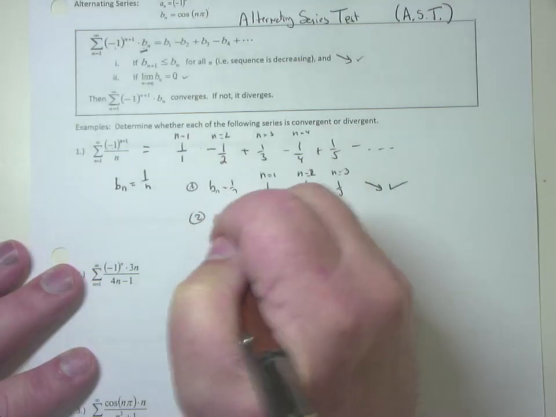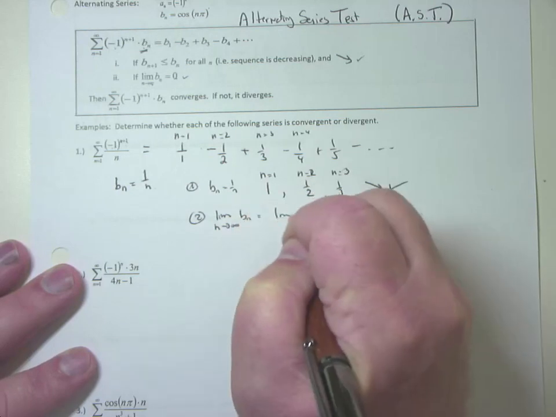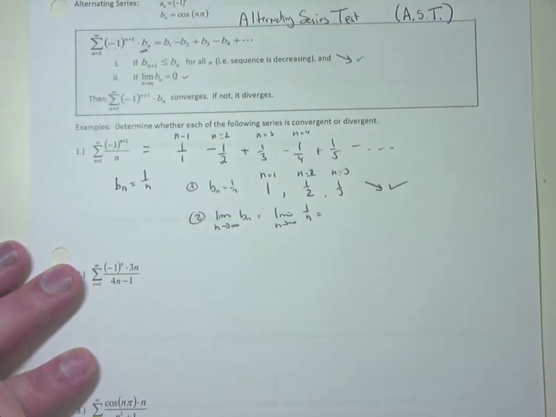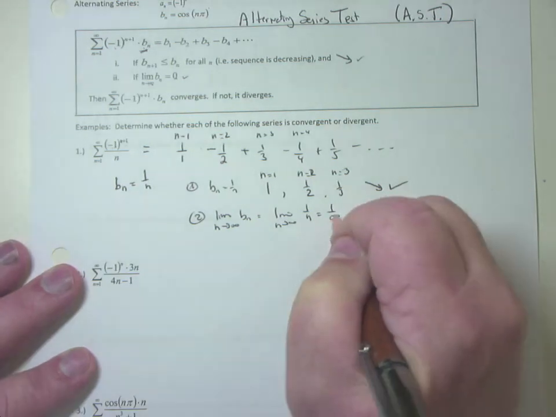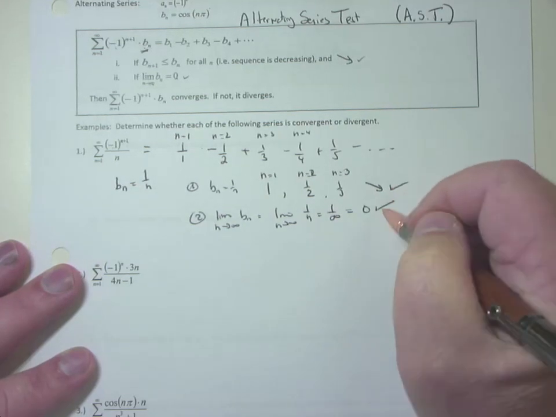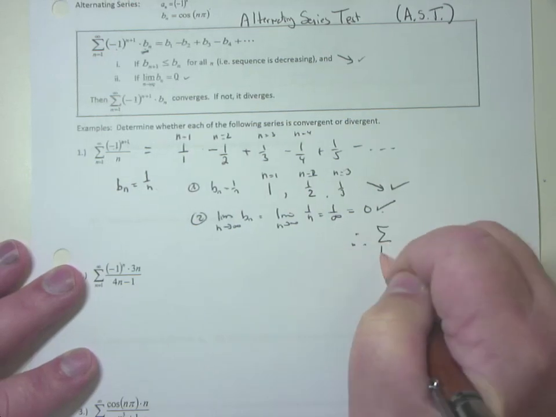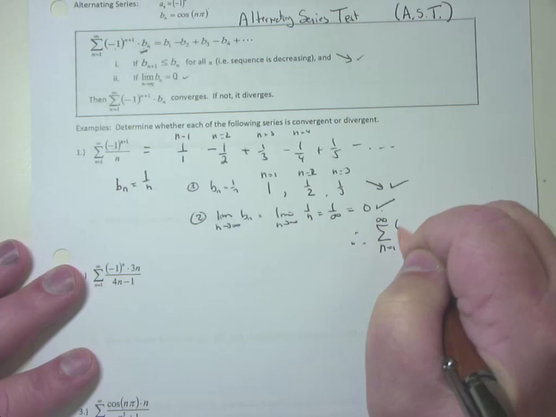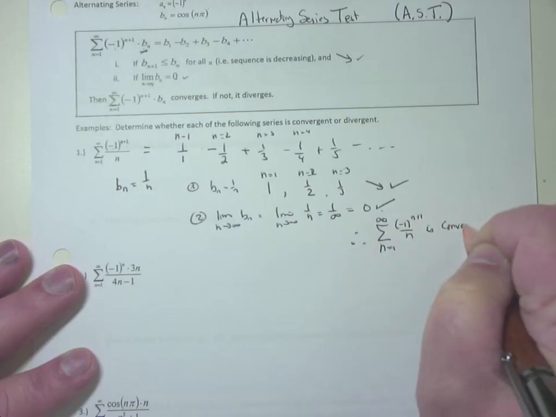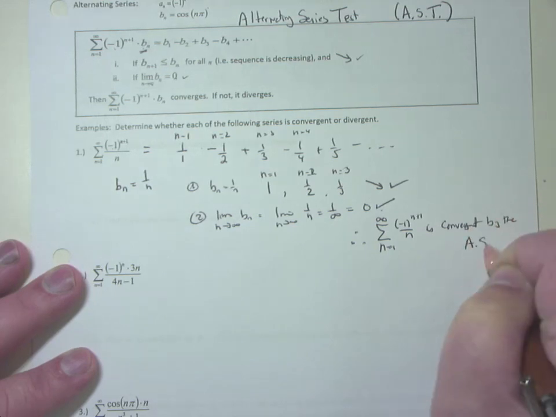Number 2, the limit as n approaches infinity of bn. This will be the limit as n approaches infinity of 1 over n. What's the limit as n approaches infinity of 1 over n? 1 over infinity, which is what? 0. Check. The terms decrease and the limit goes to 0. Therefore, the sum as n goes from 1 to infinity of (-1)^(n+1) over n is convergent by the alternating series test.